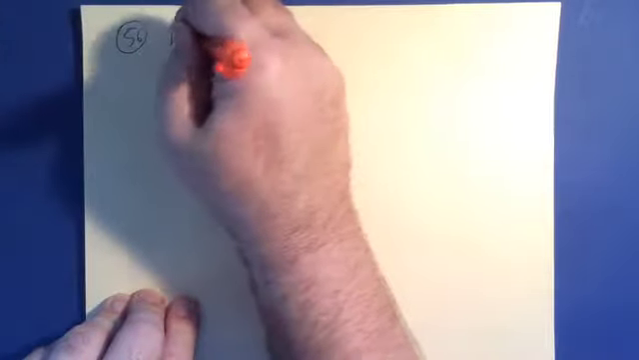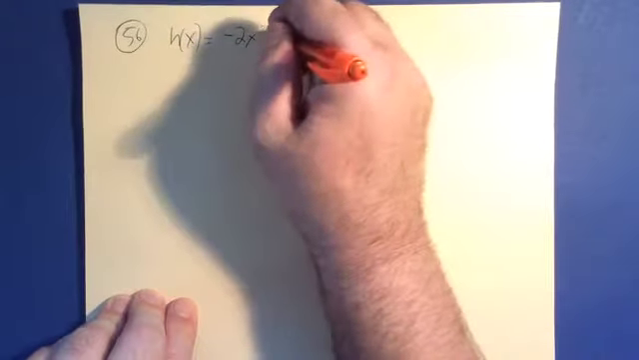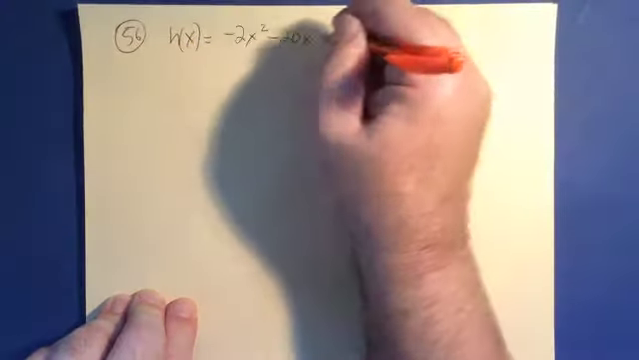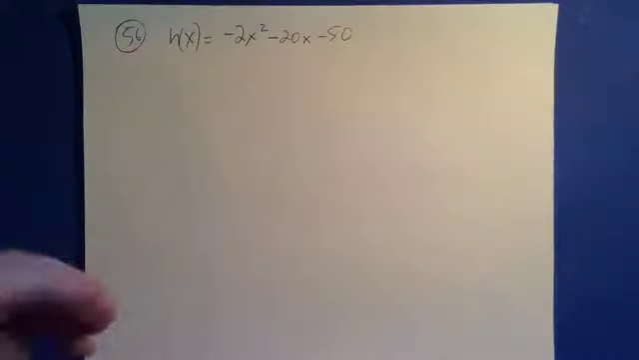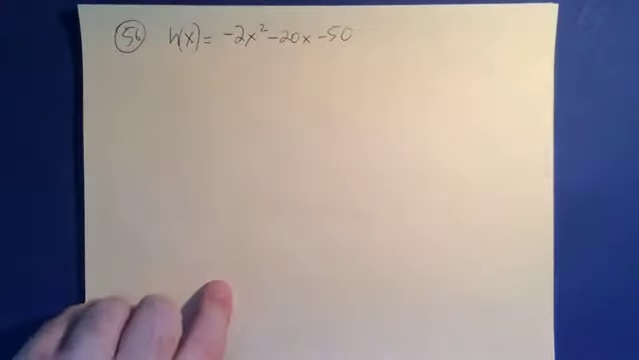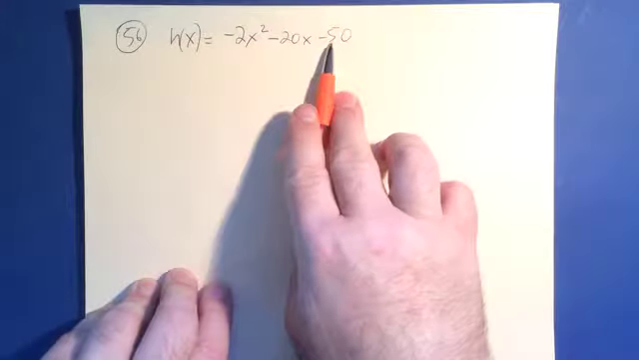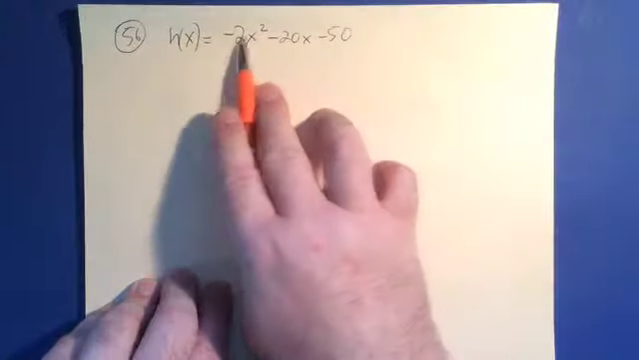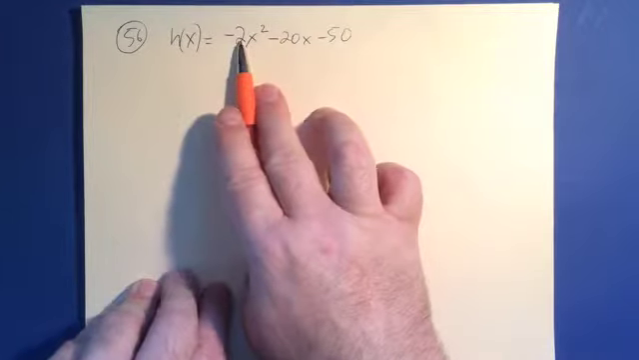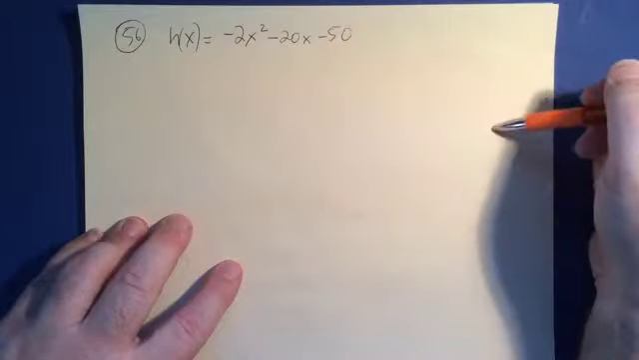So 56, we have h of x equals negative 2x squared minus 20x minus 50. Okay, so there is some work that can be done with this. The first thing that should be noted here is that this is going to be an upside down parabola when it's graphed as is because we have a negative a coefficient here. So when we're looking at the parabola, we're going to notice that the parabola is going to be some kind of a frown.